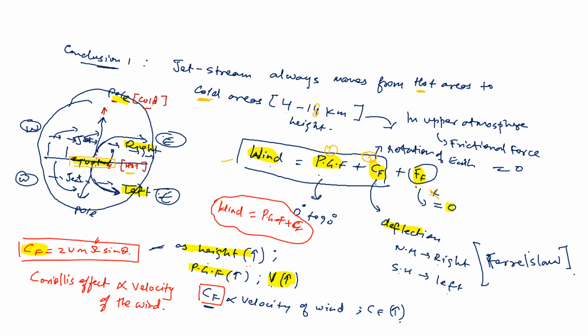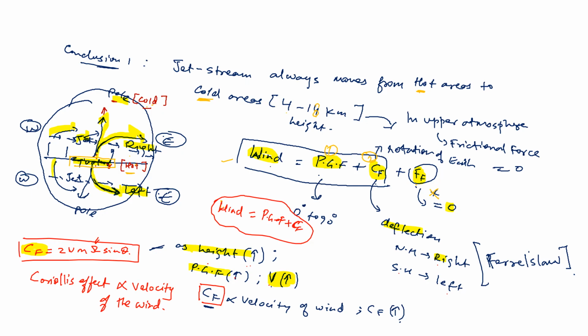And what does it mean on the ground? More will be the deflection in the northern hemisphere towards the right, southern hemisphere towards the left. So the wind which is moving from equator to poles in the northern hemisphere is turning rightward like this. So the entire direction obtained is from west to east. In the same way, in the southern hemisphere, it is deflected toward the left.